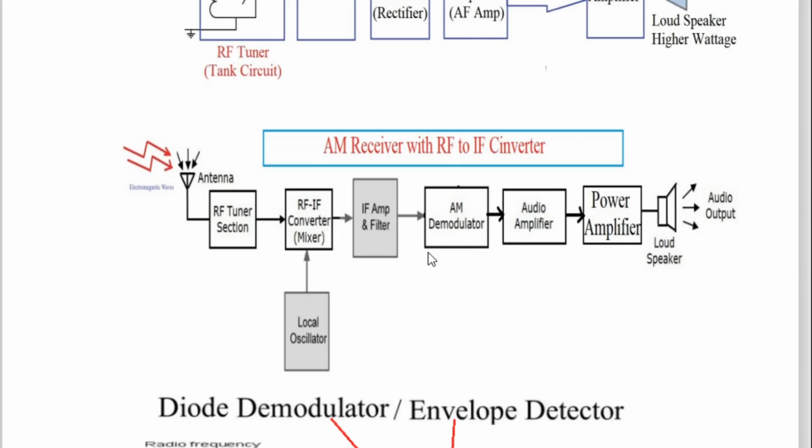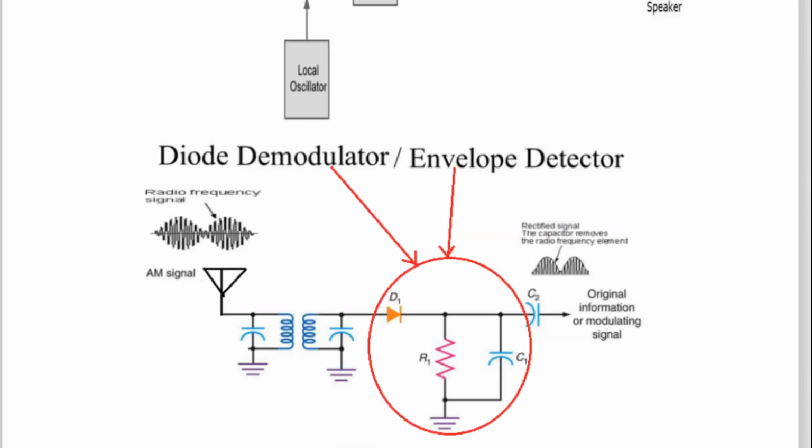Now we will focus on the AM detector and demodulator. What is this exactly? Here try to understand now. A diode is simply used as an AM detector or demodulator.